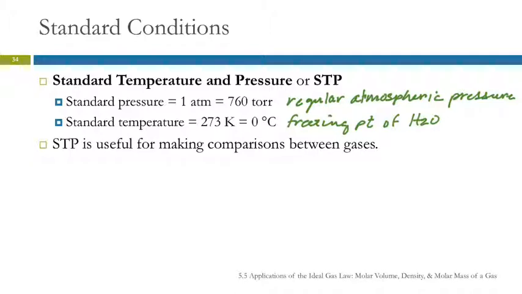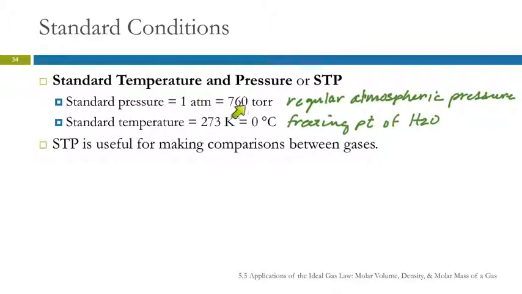That's also an easy temperature to obtain, because if you want something to be at 0 degrees Celsius, you just submerge it in an ice water bath. Because ice and water together, always 0 degrees Celsius. So that's what helps me to remember what these numbers are.